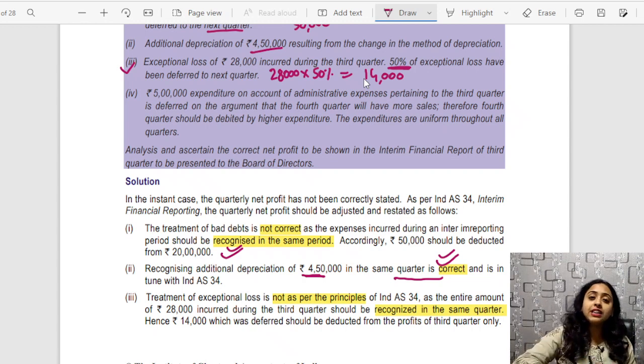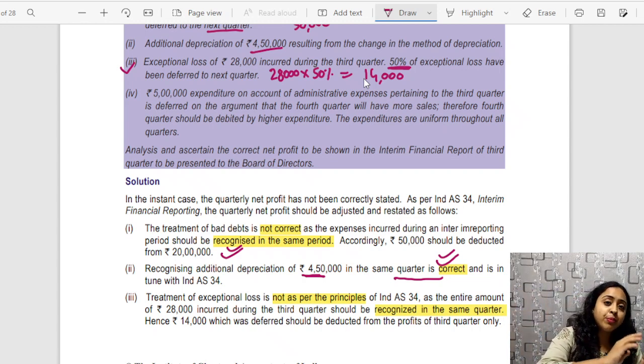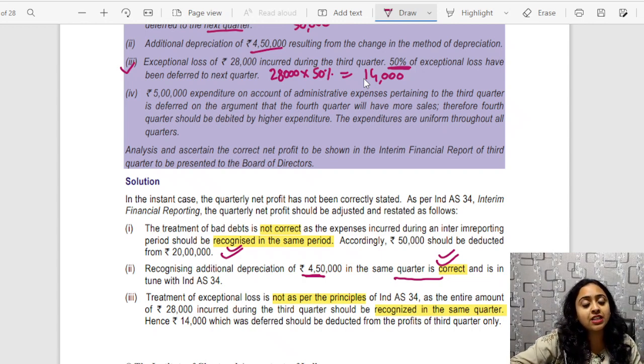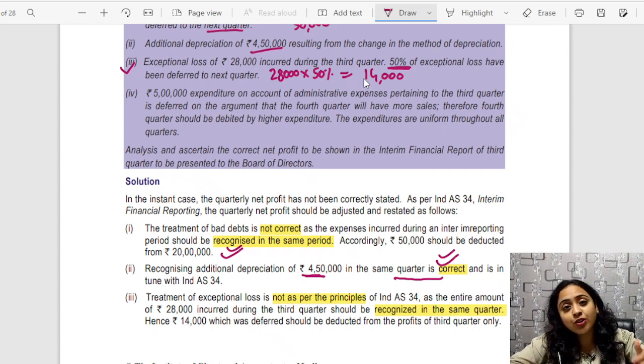Okay, 14,000 have already been deducted, which is right. But 14,000 more has been deferred to the next quarter, which is wrong. So you have to cancel that deferment and deduct such amount from the P&L in the current quarter itself. So 28,000 into 50%, that is 14,000, is deferred. Now you need to correct it in the current P&L.